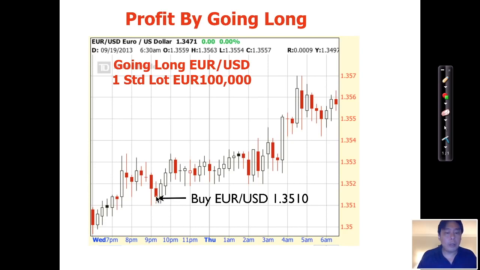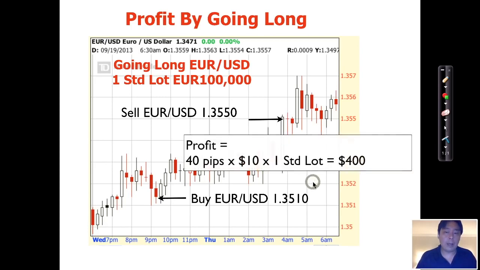Okay? And say we go long at 3510, okay? And we buy one lot. We buy 100,000 of the base currency, which is 100,000 euros. So we key in one lot into the broker, and we're in the trade. And say we are right, and it goes to 3550, and we sell. So how many pips did we capture? We captured 40 pips, right? Because 3550 minus 3510 is 40 pips.